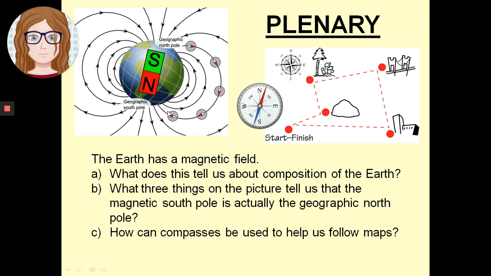And then finally, we can tell from our compasses. These particular plotting compasses always point north. So the red arrow always points north, and you can see our red arrows here are pointing north.